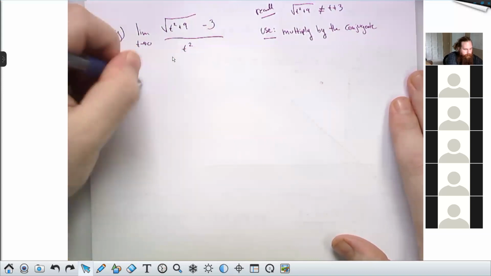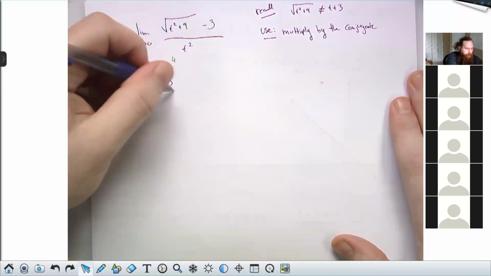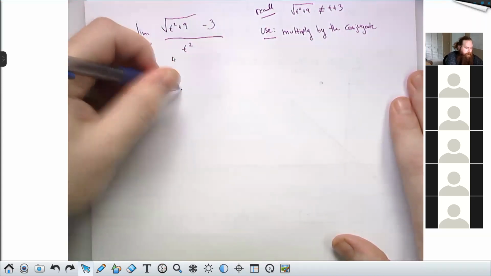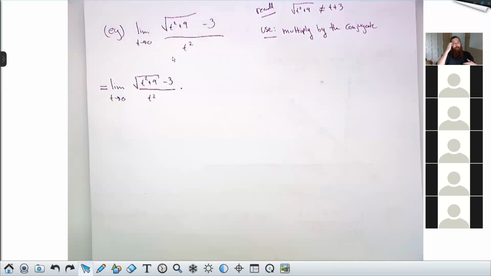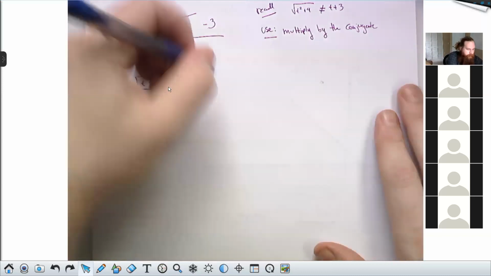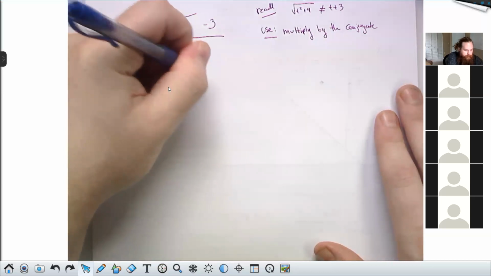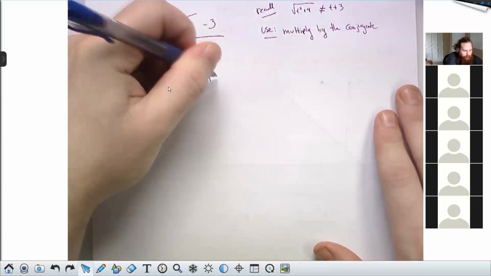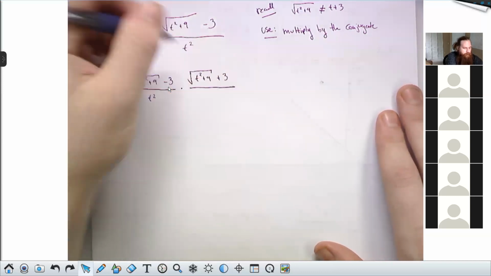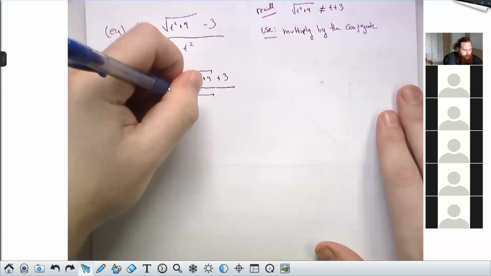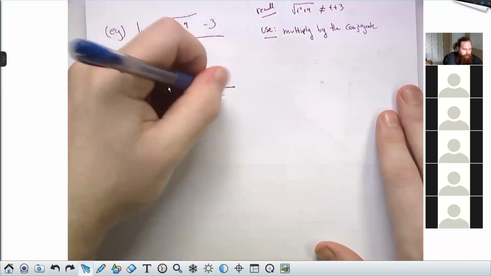So I'll start just by writing everything down as it was, the square root of t squared plus 9 minus 3 over t squared. And then I'm going to multiply top and bottom by the conjugate of this expression, which is what you get just by taking this sign right here and flipping it from a minus to a plus. If this was a plus, I would flip it to a minus. So I'll have the square root of t squared plus 9 plus 3 over the square root of t squared plus 9 plus 3.